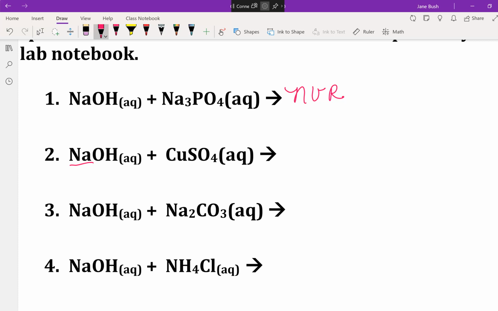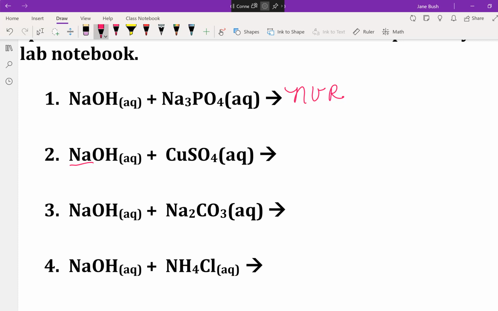26, they're both potassiums. What's going to happen? Nothing. 27, it's going to be potassium nitrate and silver iodide. It's not soluble. Silver iodide is like silver chloride. It is insoluble.